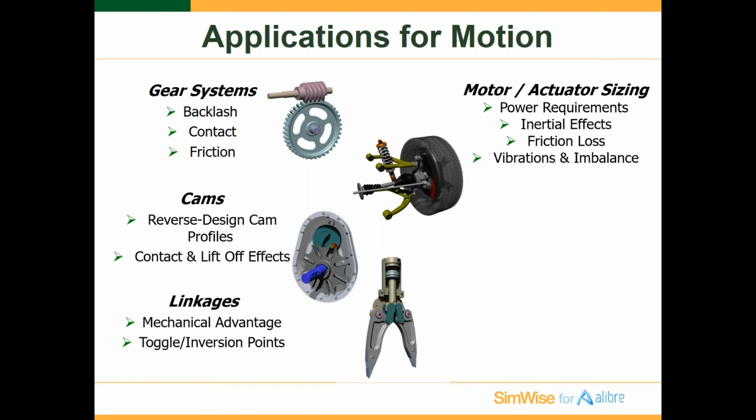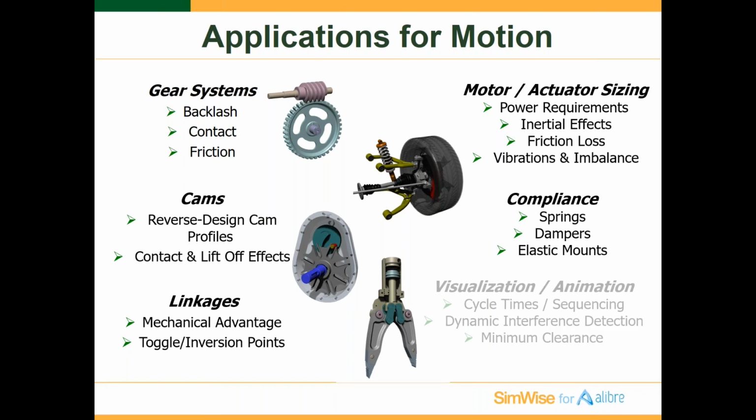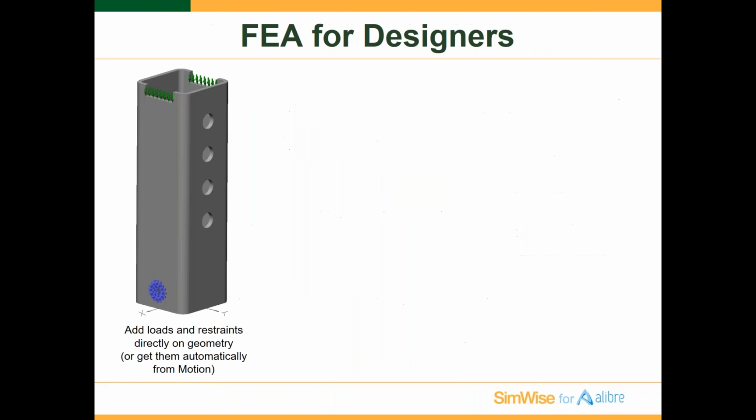So with the motion simulation, we can describe how we want the assembly to move, what speeds and displacements we want it to achieve, and then we can find out the power that it would take in an actuator or in a motor to achieve that motion. SimWise Motion contains compliance elements, that is, things that are flexible, springs and dampers, and it allows you, of course, to visualize the motion of your moving assembly.